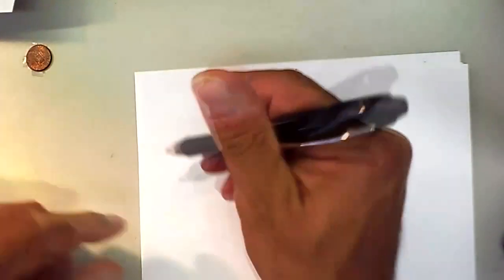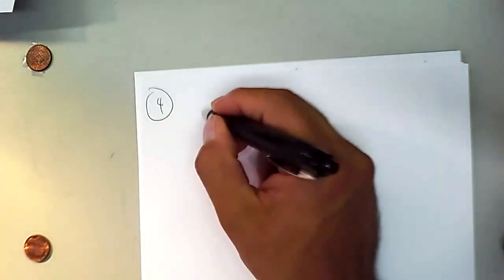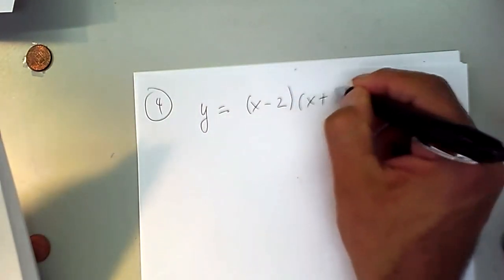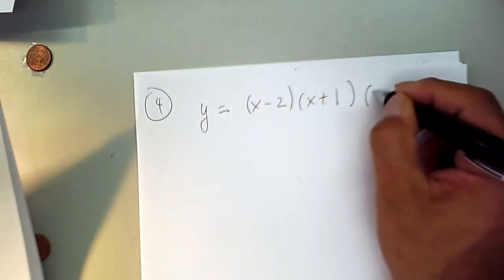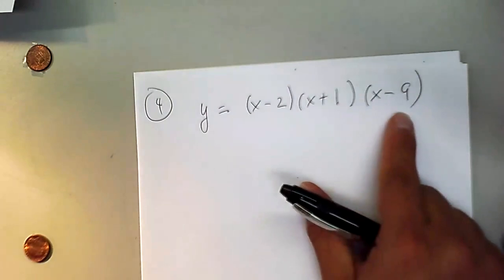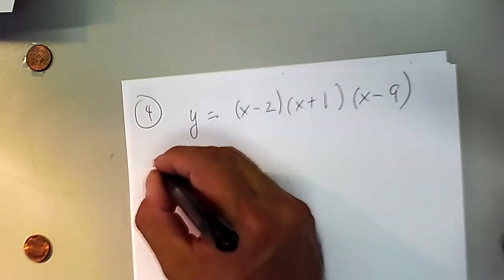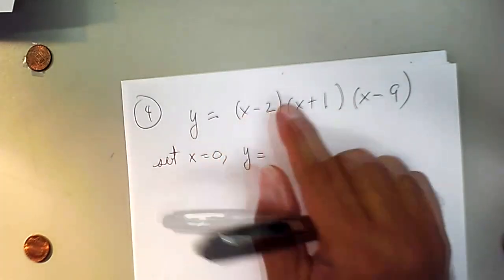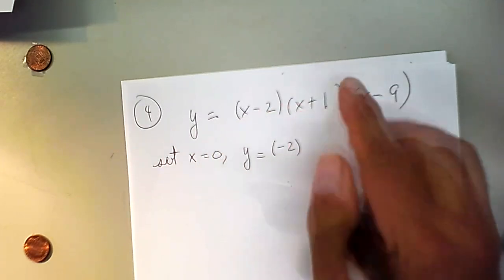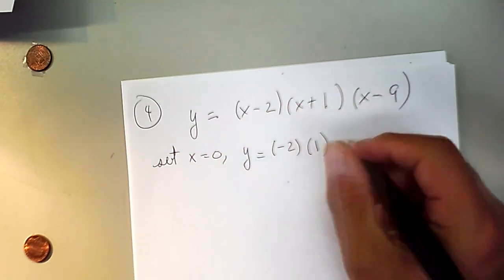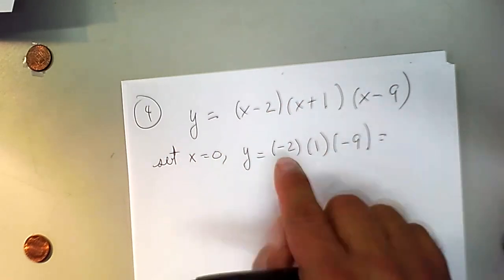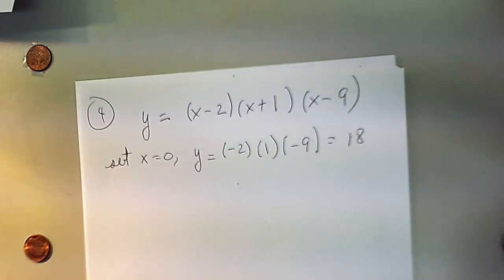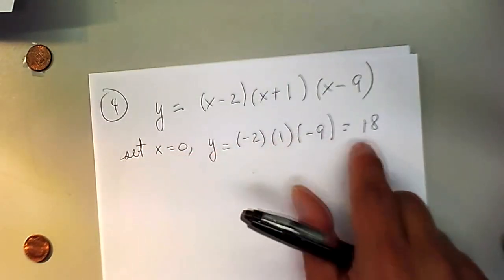Example 4. How about y equals x minus 2, x plus 1, x minus 9. That's a 9. Okay, so we set x to be 0. So y will be 0 minus 2, negative 2. 0 plus 1, 1. 0 minus 9, negative 9. And when we multiply all of that out, we end up with positive 18. Consequently, the y-intercept is 0, 18.